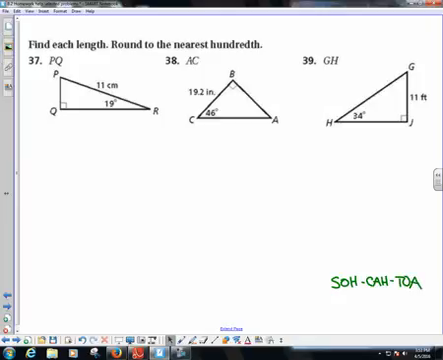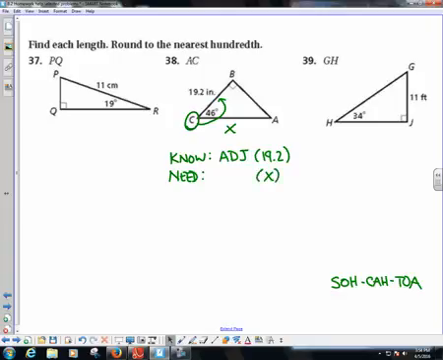So for number 38, I'm looking for the length of AC. AC is the hypotenuse, and everything I think about is going to be in relationship to angle C. So I need to fill in what I know and what I need to find out. So what do I know? Well, I know 19.2 inches, and as I look at 19.2 inches in relationship to C, I say that's adjacent to C. And what I need to know, that's X.